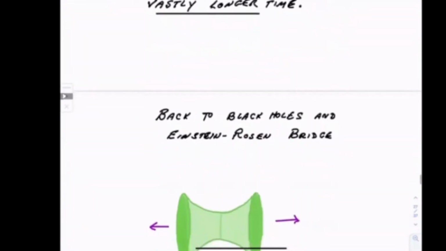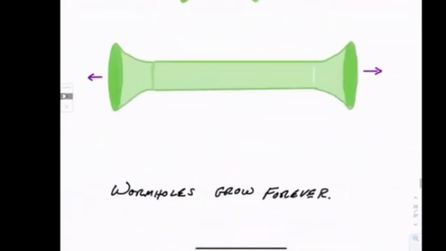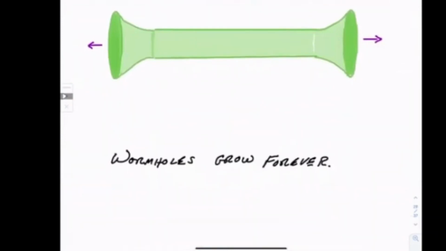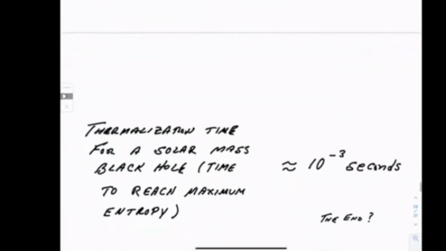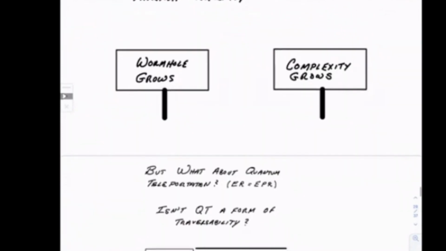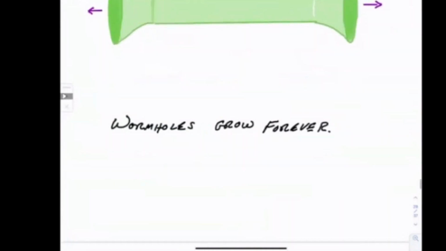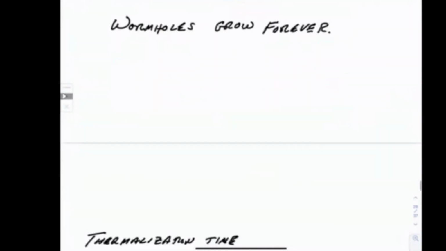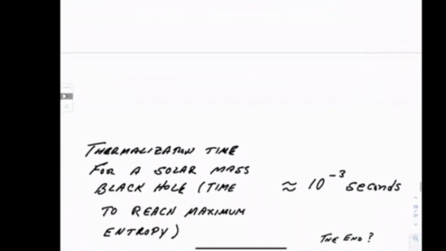Let's come back to black holes and Einstein-Rosen bridges. Einstein-Rosen bridges grow with time. In fact, according to classical general relativity, they grow forever. Wormholes grow forever. Complexity is something which tends to grow, and in fact, for a large enough quantum circuit, a large enough quantum computer, it will grow for a very, very long time.